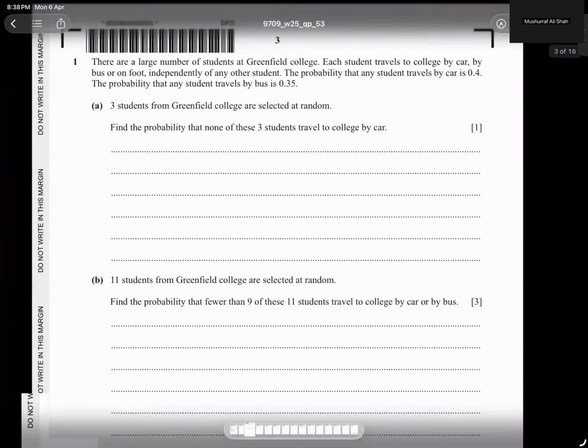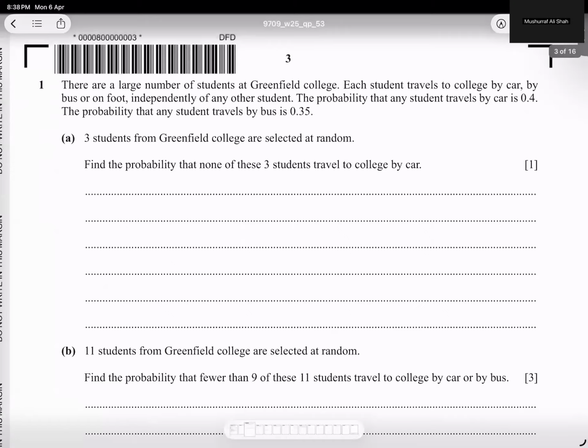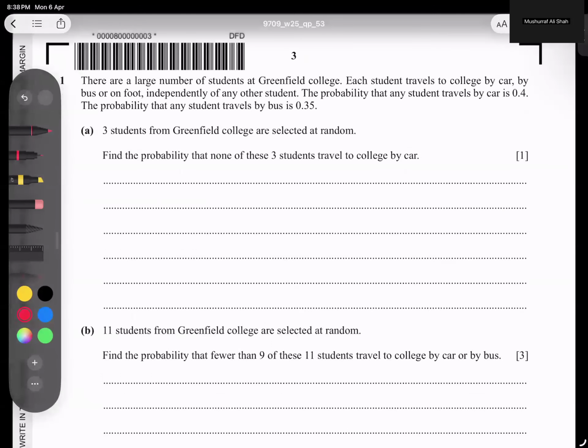So question number 1. There is a large number of students at Greenfield College. Each student travels to college by car or bus or on foot, independently of any other student. So no connectivity. The probability of any student travelling by car is 0.4 and by bus 0.35. And 3 Greenfield students are selected at random. So find the probability none of the 3 travel by car.